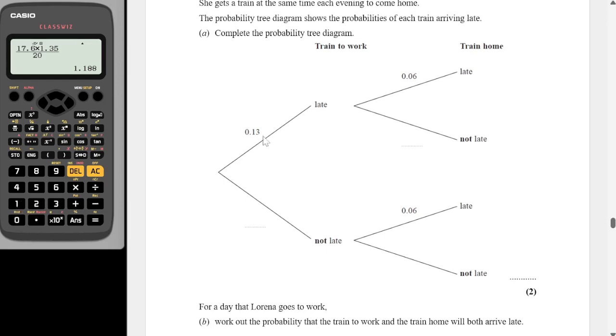These probabilities would need to add up to 1, so I can just do 1 minus 0.13. So the probability that it will not be late is going to be 0.87 in the morning, and then on the way home, that's going to be 1 minus 0.06. I can use my calculator if I needed to, 0.94, and that's the same there, 0.94.